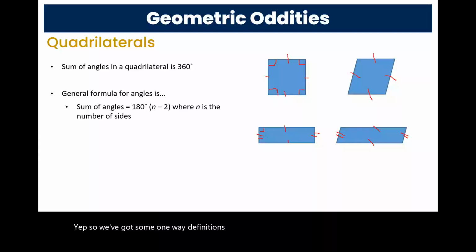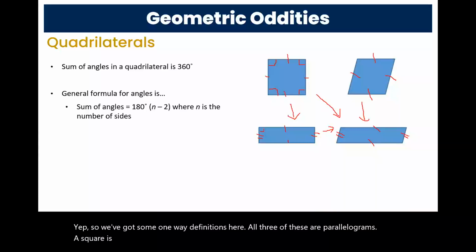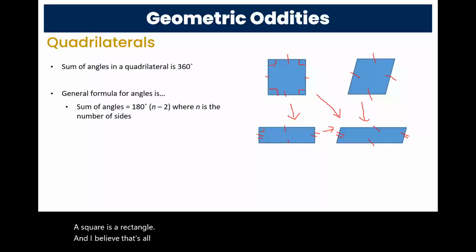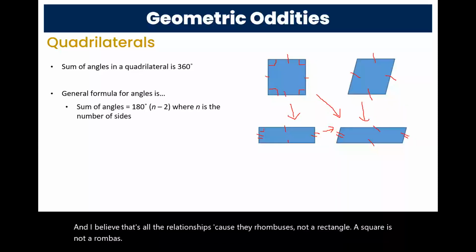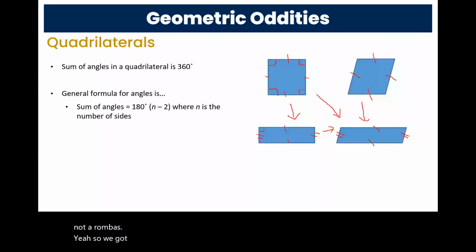All three of these are parallelograms. A square is a rectangle. And I believe that's all the relationships, because a rhombus is not a rectangle. A square is not a rhombus. Yeah, so we got those interrelationships going on in there.